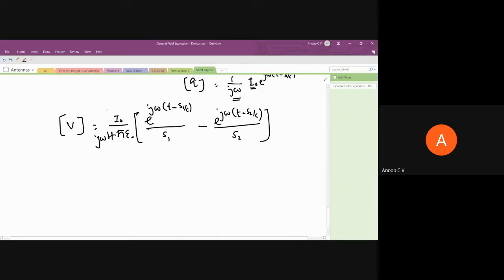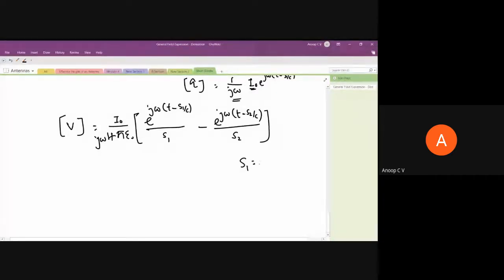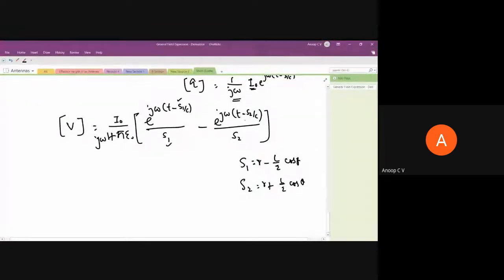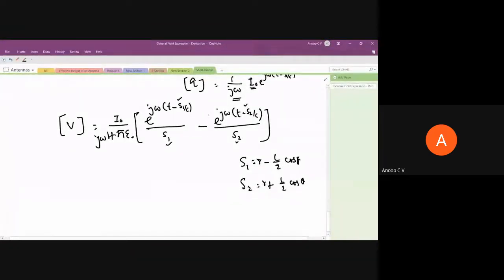Then we have to substitute for S1. In this you substitute S1 is equal to R minus L by 2 cos theta, so S1 will be in terms of R, L and theta, and S2 is equal to R plus L by 2 cos theta. I am not doing that. In the numerator we have S1 and denominator also S1, numerator S2, denominator also S2. You substitute that and you will get the final expression for V. So we have now V in terms of R, theta and phi.